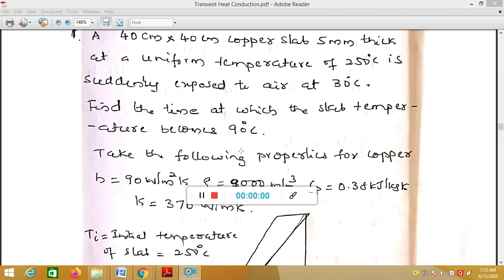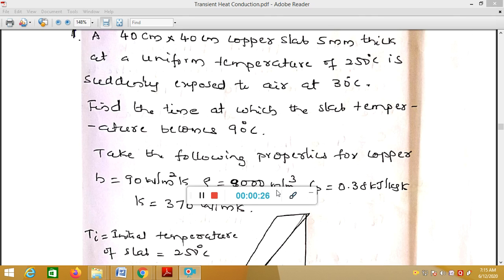Dear students, today we shall solve some problems on lumped heat transfer analysis. Problem number 1. A 40 centimeter by 40 centimeter copper slab, 5 mm thick, at a uniform temperature of 250 degree centigrade is suddenly exposed to air at 30 degree centigrade. Find the time taken at which the slab temperature becomes 90 degree centigrade.